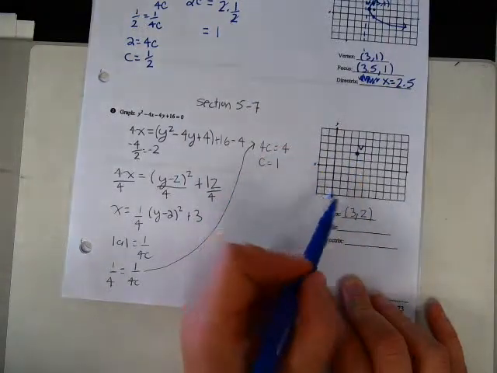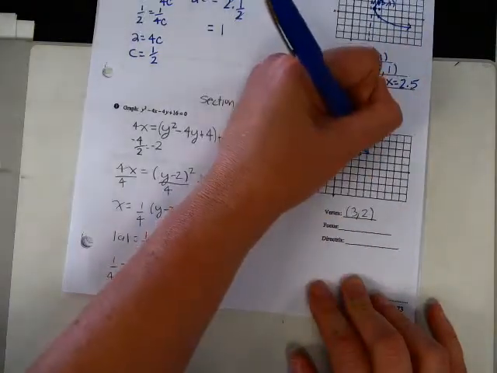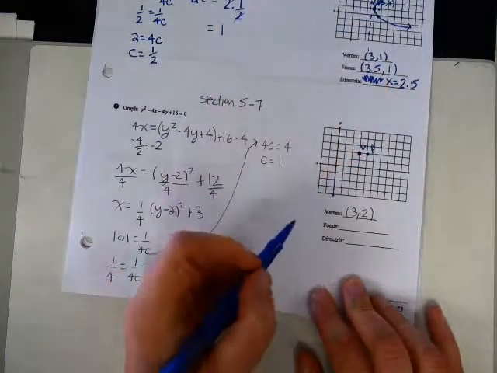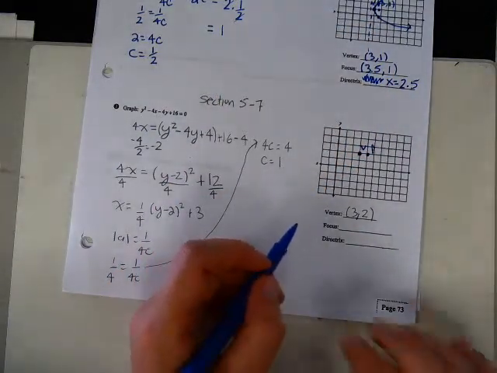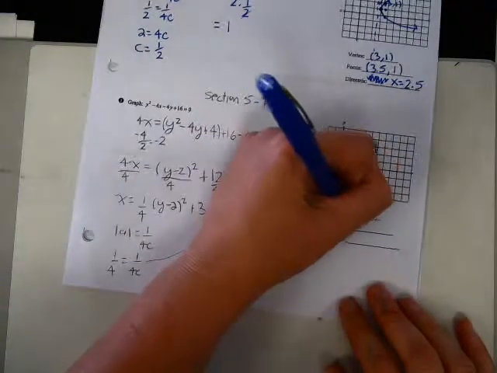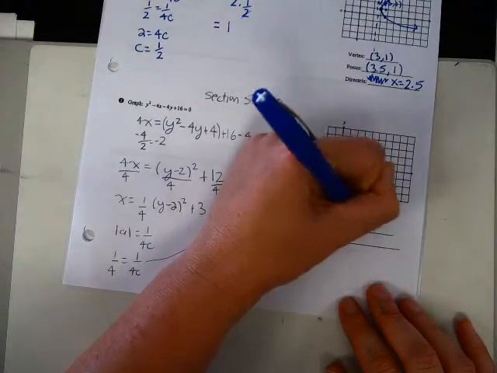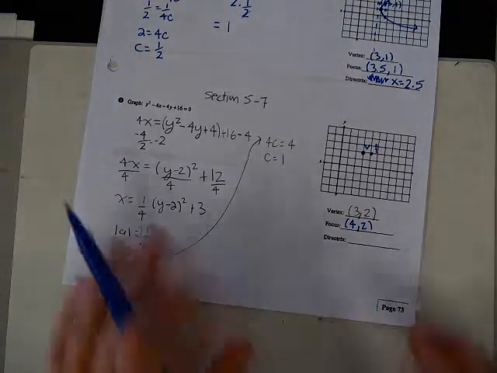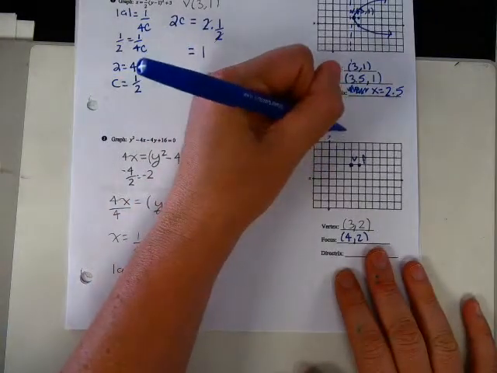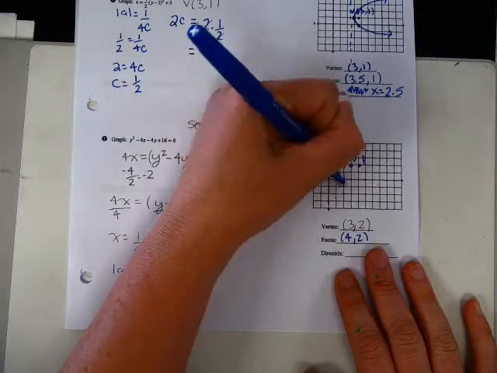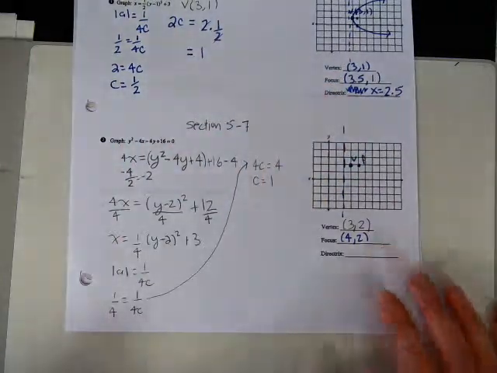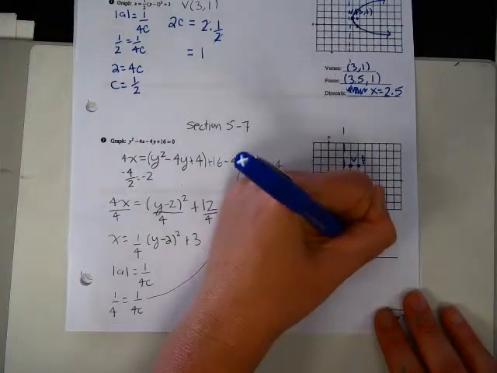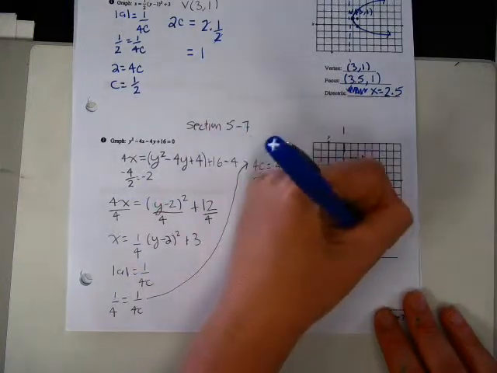And we said it opens to the right, so I'll go over 1. That's my focus. So the coordinate of that is going to be (4, 2). And my directrix is also 1 unit away from my vertex, so I'll go 1 unit back. And the equation of that line is x equals 2.